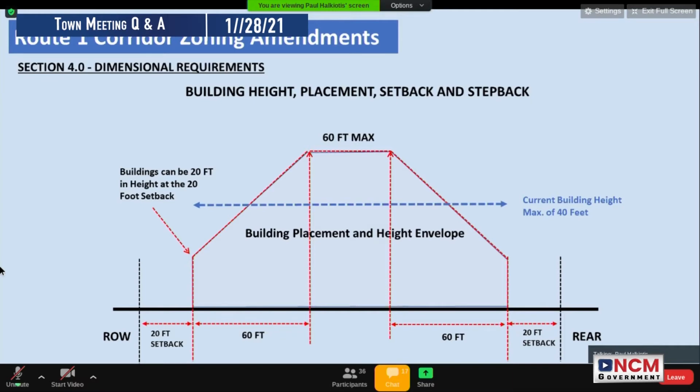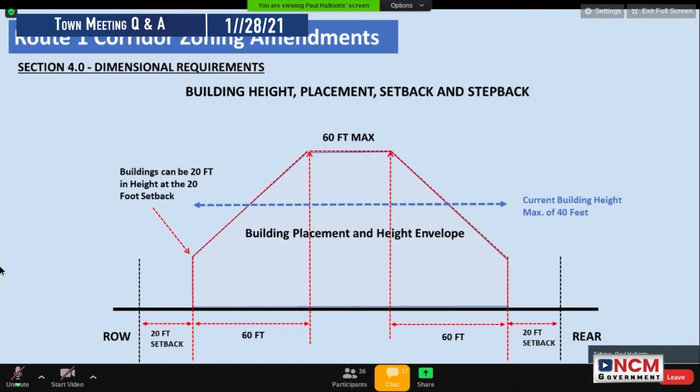However, similar to the regulations that were approved for the downtown mixed-use district, you can't have a 60-foot building right on the curb, because we didn't want to have that canyon effect downtown. So this slide represents the metrics of how far you would have to go back to get a 60-foot high building. Within first is the 20-foot setback.